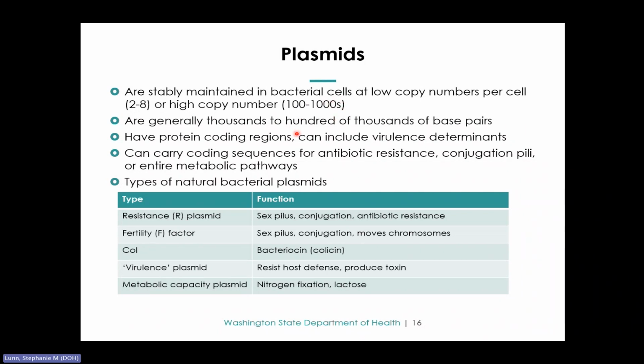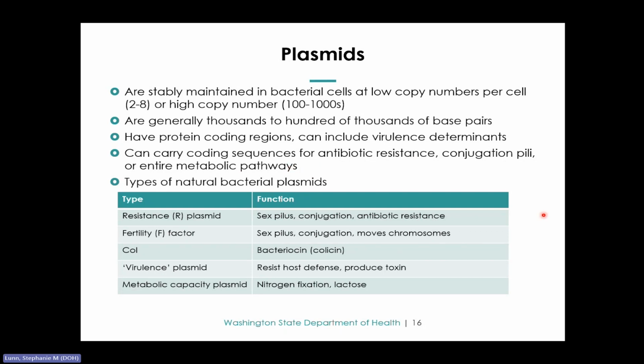Now, generally, plasmids tend to be anywhere from thousands to hundreds of thousands of base pairs long, and they can replicate as the cell grows, and the replicated copies are usually distributed into each daughter cell when the cell divides. They have protein coding regions, which can include virulence determinants, and they can also carry coding sequences for antibiotic resistance, conjugation pili, or even entire metabolic pathways.